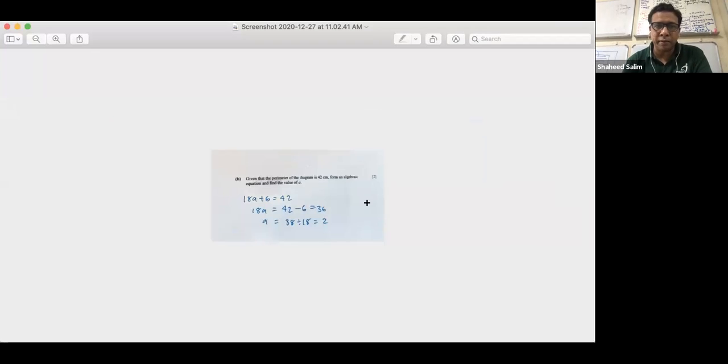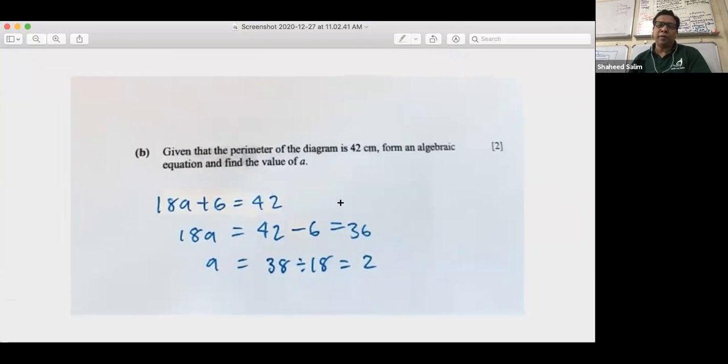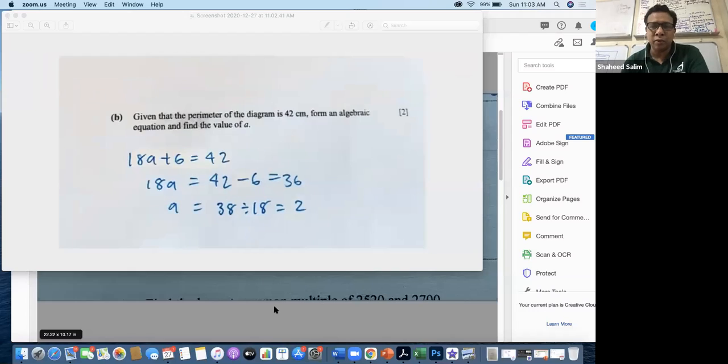This is part B, right? So now they give you the perimeter as 42. So there is something wrong with this question. If they tell us to find the length of the three sides, they have to give us this first. The perimeter of the diagram is 42. Then we can solve it, right? If a is 2, then you can find the length over here. You get what I'm saying? So maybe there might be a mistake in the question.